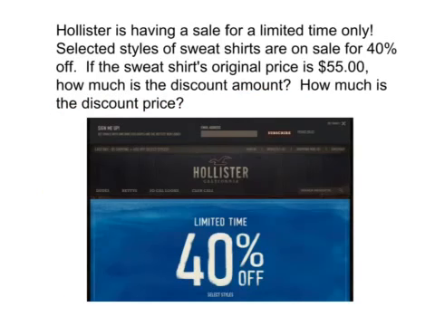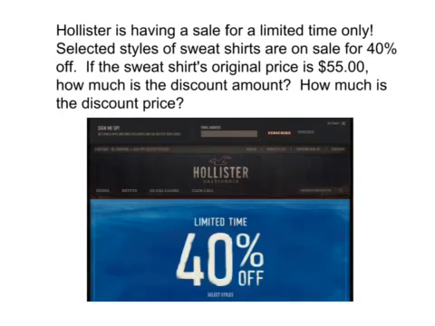Now we're going to work some example problems out. The first, let's read together. Hollister is having a sale for a limited time only. Selected styles of sweatshirts are on sale for 40% off. If the sweatshirt's original price is $55, how much is the discount amount? Finally, how much is the discount price?